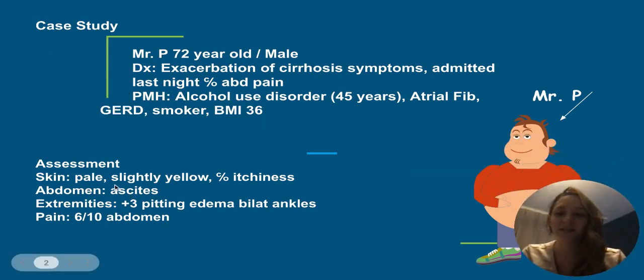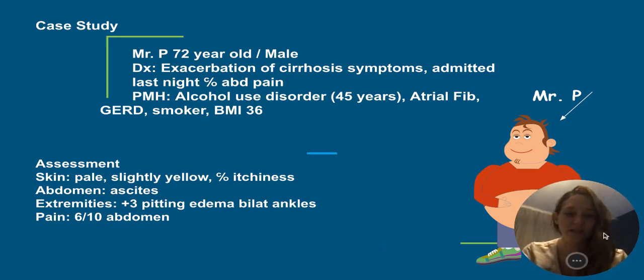Upon assessment, his skin is pale, slightly yellow, complaints of itchiness. His abdomen has ascites. His extremities are 3+ pitting edema bilaterally in the ankles, and his pain is rated 6 out of 10 in the abdomen.